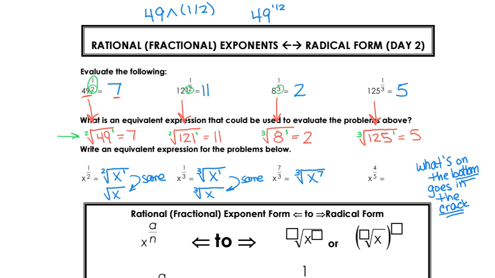Always, always, always. Okay. So with that in mind, let's take a look at the last one. We're going to put a radical, and we'll put x underneath. What number goes in the crack? Oh, the number on the bottom, because your bottom has a crack. All right, so we put the 5 there and the 4 here.